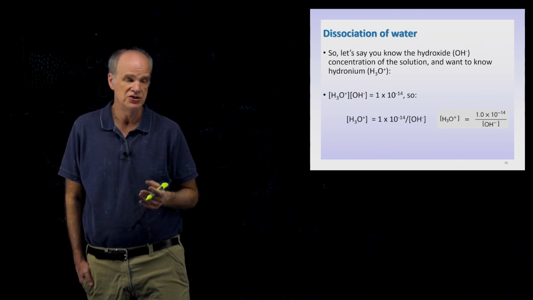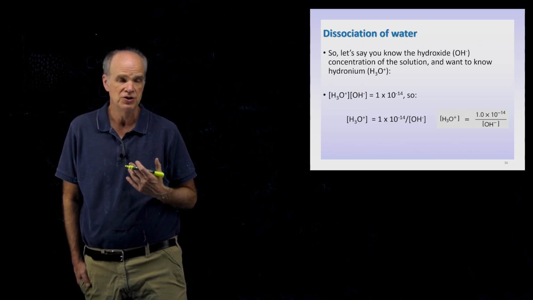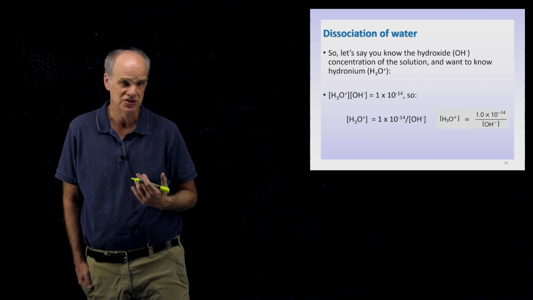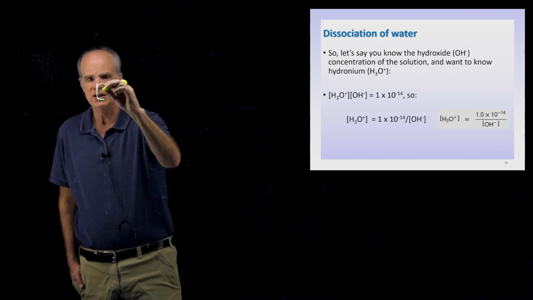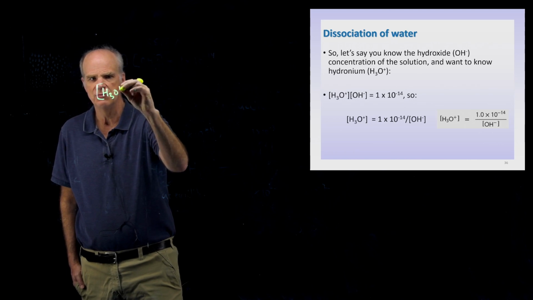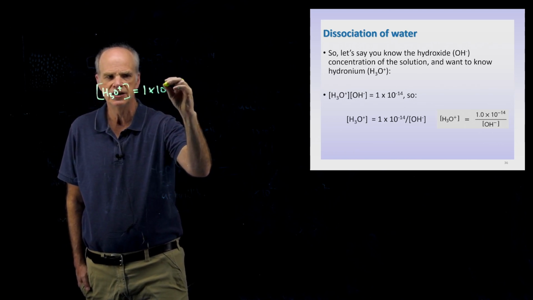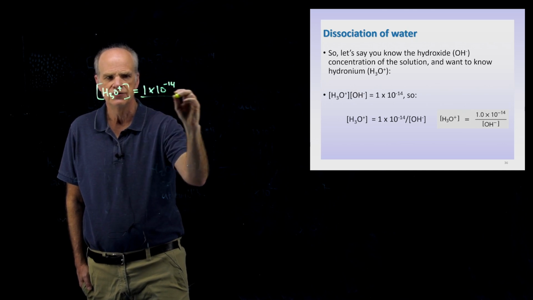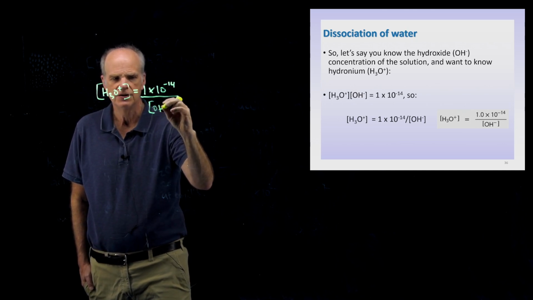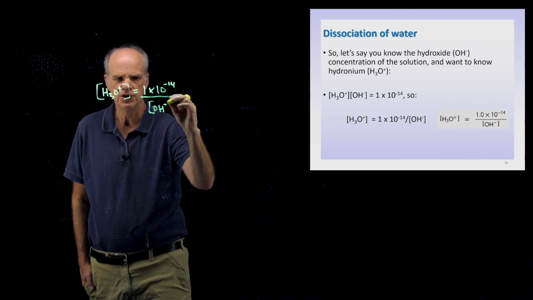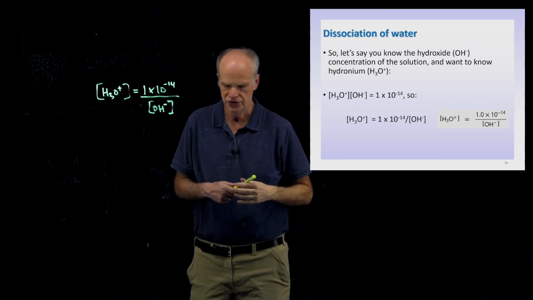So we need to give you another equation that you can use to solve problems. Here it may be a situation where you know the hydroxide concentration of the solution and you're trying to figure out the hydronium. So the molar concentration of hydronium is going to be equal to 1 times 10 to the negative 14 divided by hydroxide. This is one you definitely need to know.